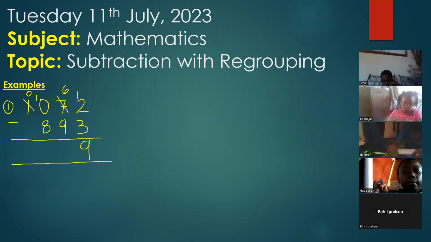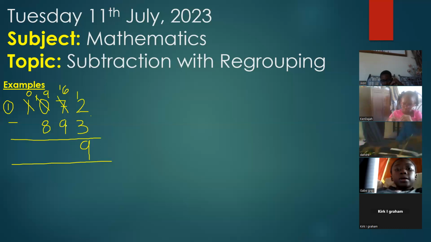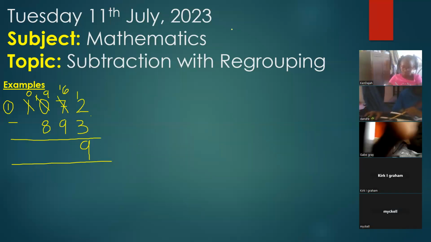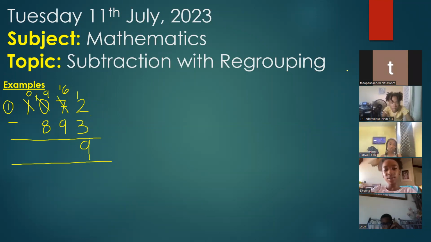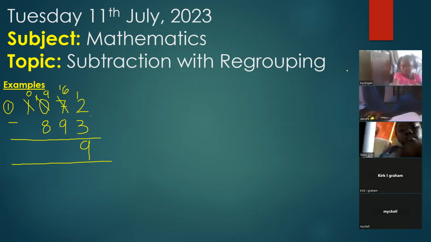Remember we have 6 minus 9 that we need. If we do 6 minus 9, we can't do that, so we have to borrow. This one becomes what? 9. And then we have what? 16. So we have 16 minus 9. DeAndre, what is 16 minus 9? 7. Say it again. 7. Is that correct? Do we agree that 16 minus 9 is 7? Yes, sir. Good.